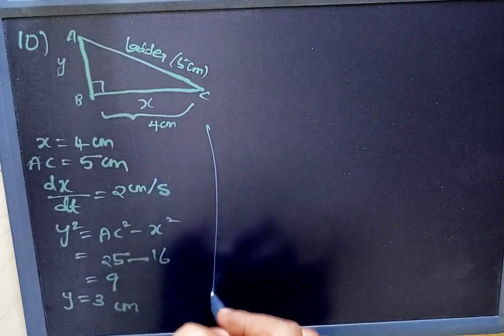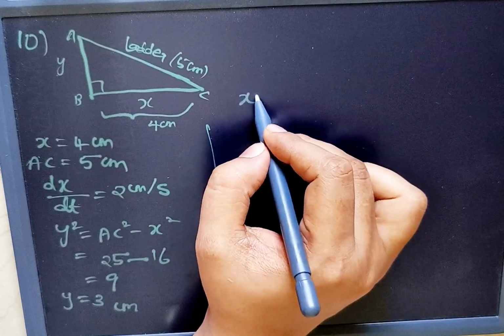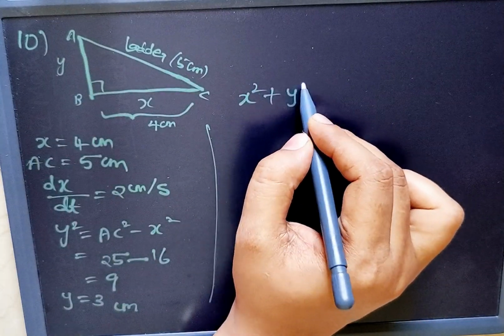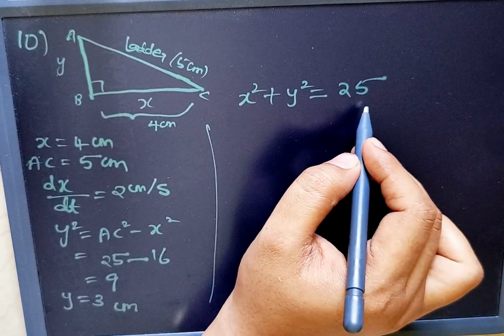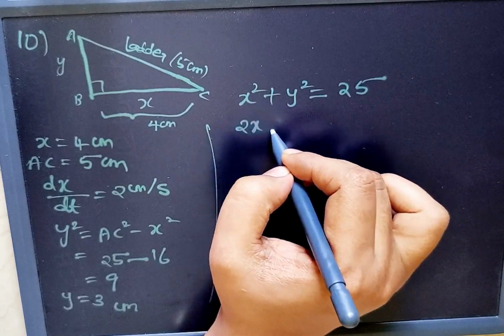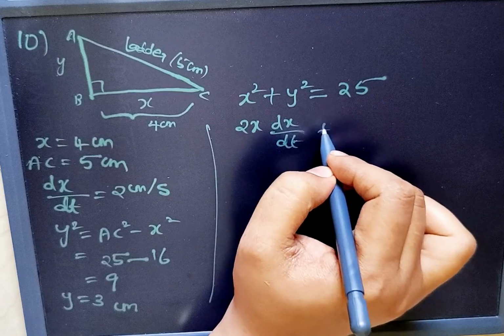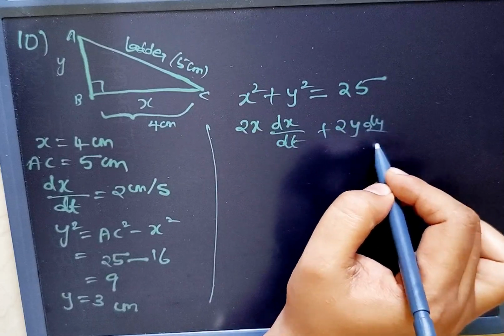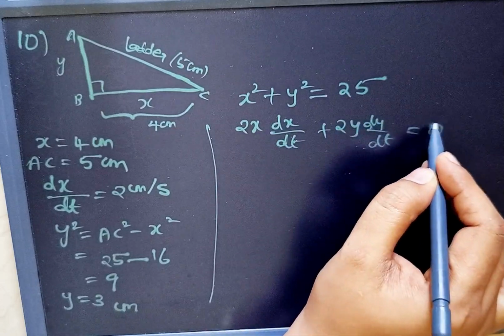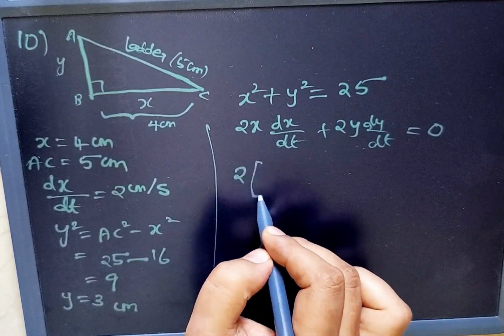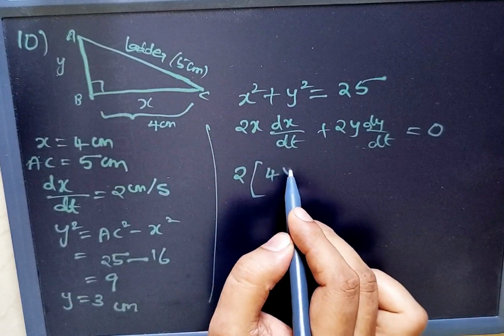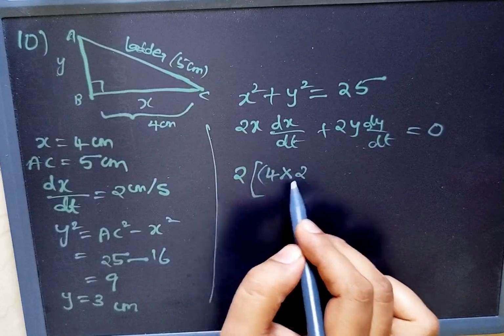To find dy by dt, we are going to differentiate using the Pythagoras theorem. This is 5 square, 25. Both sides with respect to t we are going to differentiate. So 2x dx by dt plus 2y dy by dt equal to, since it is constant, we get 0. Since 2 is common in both the terms, we are going to take it out. X is 4, dx by dt is 2 in a bracket.